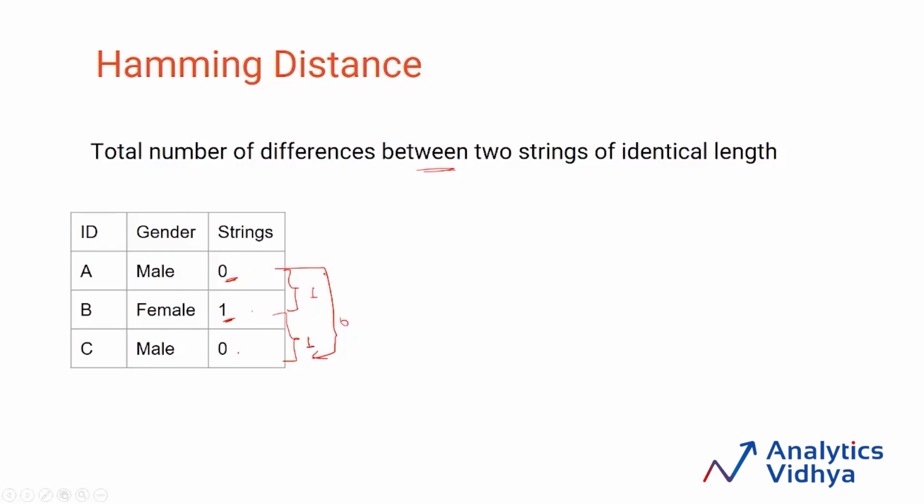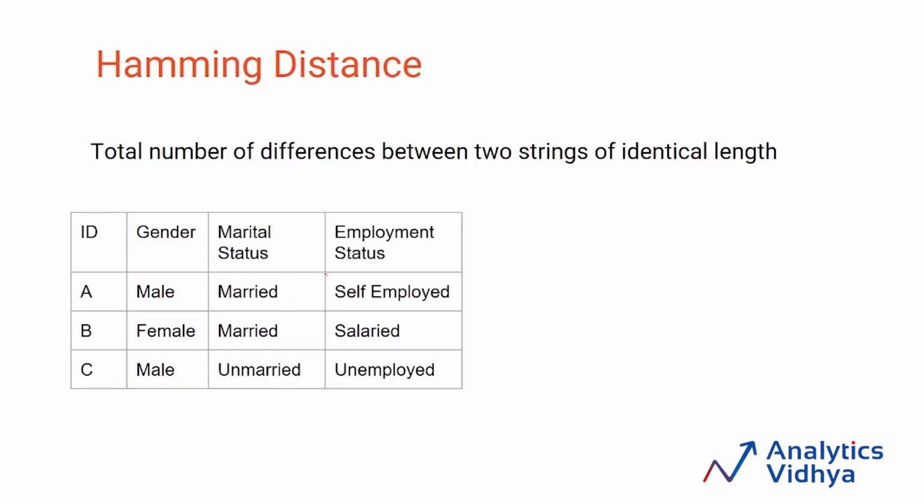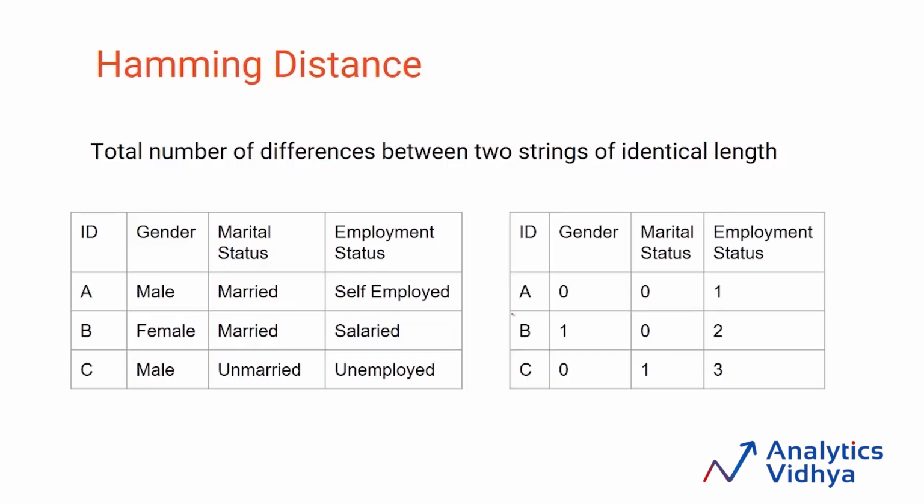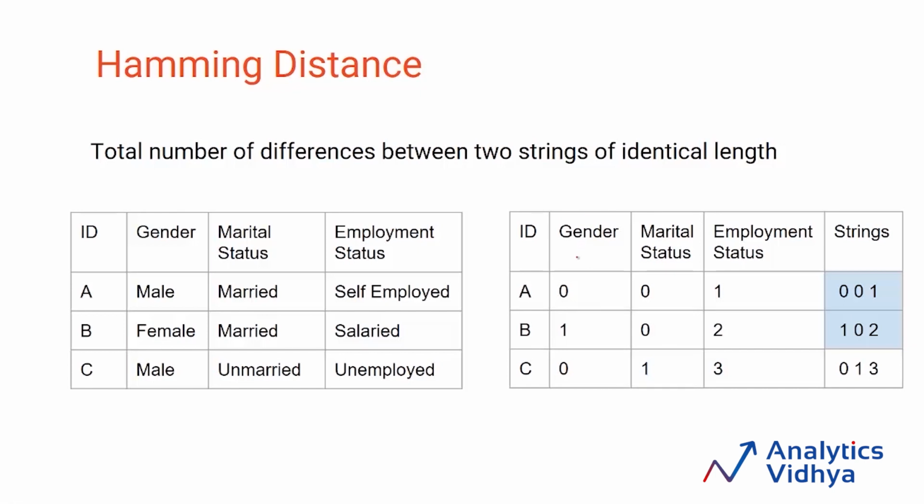You'll understand this better if we take multiple variables. So let's see another example. In this case, we have three variables: gender, marital status, and employment status. Now again, I'll convert these variables into numbers. So we have 0 and 1 for gender, male and female. Again, we have 0 and 1 for married and unmarried. And we have 1, 2, 3 for employment status. As I mentioned previously, these numbers do not have an order. We only look at if the values have changed or if there is a difference. So in this case, we can say that the string for A is 001 and the string for B is 102, and similarly for C it's 013.